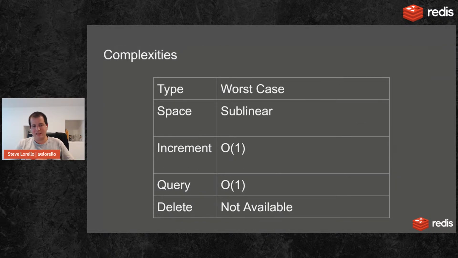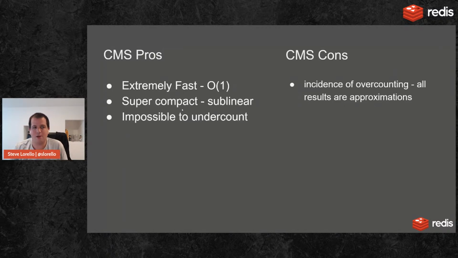So the complexities of this is that in space, it's sublinear. To increment or query, it's order 1, and deletions are still not available. So the pros of a CMS is that it's extremely fast and it's very compact, and it's impossible to undercount. The cons of a CMS, though, are the incidence of overcounting, and all the results in the sketch are approximations and aren't necessarily accurate. If you're working on a banking application where you need to maintain balances across accounts, maybe not the best thing to use, unless, of course, you're working with my account, in which case you can overcount the money in my bank account all you want.